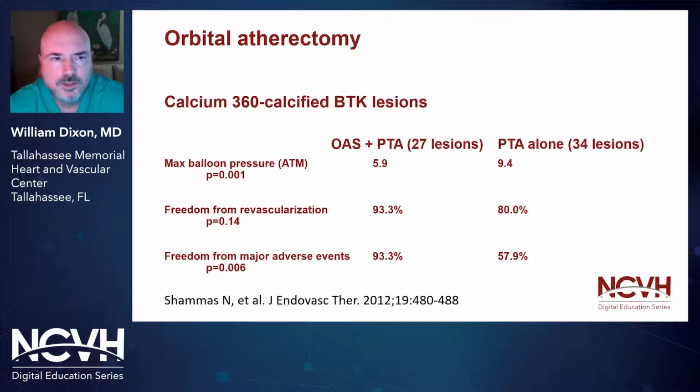One study that they've done so far is called Calcium 360, about 30 lesions in each arm. The treatment arm was orbital atherectomy plus PTA versus PTA alone. What you see is that by plaque modification, you're able to dilate the vessel at a lower pressure, 5.9 atmospheres versus 9.4. The freedom from revascularization was higher, and the freedom from major adverse events was also higher with atherectomy followed by PTA versus PTA alone.